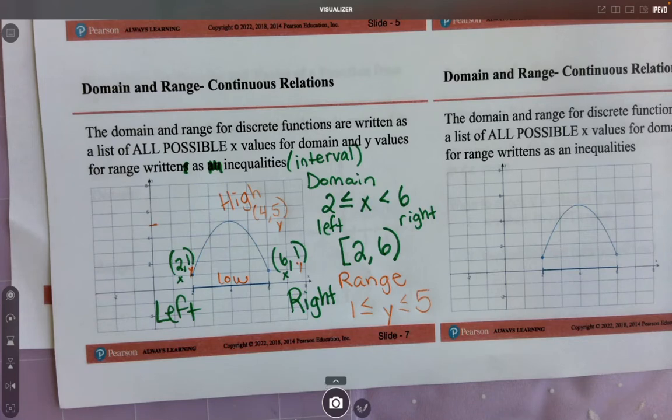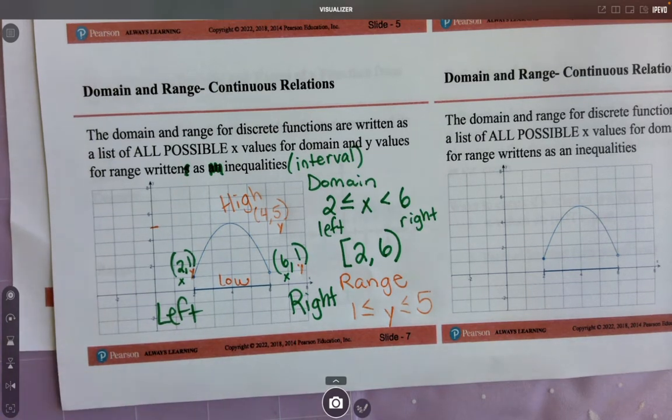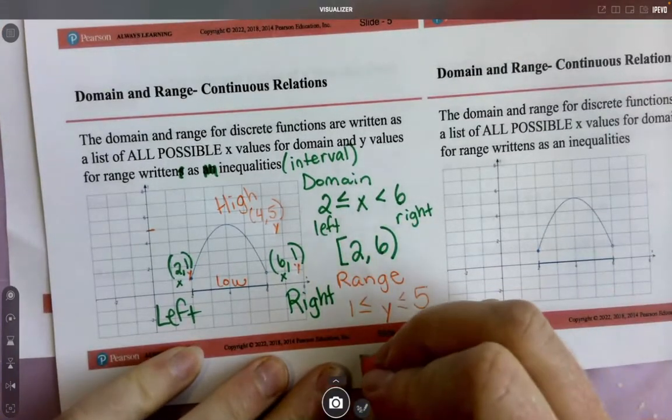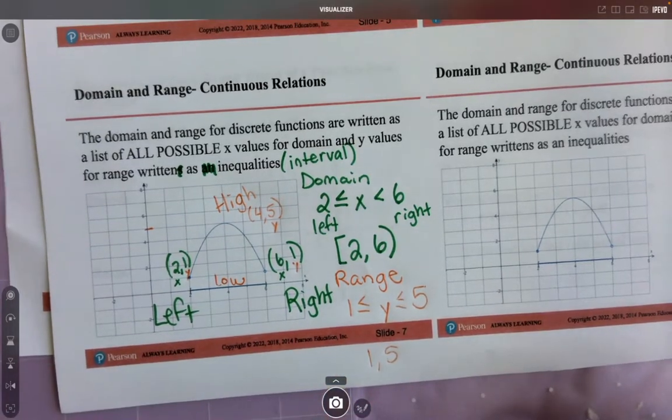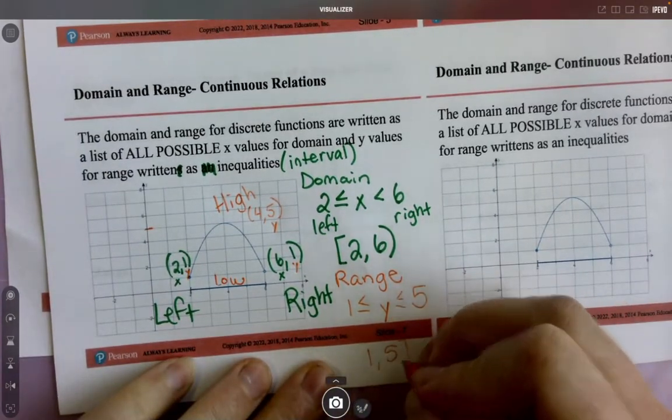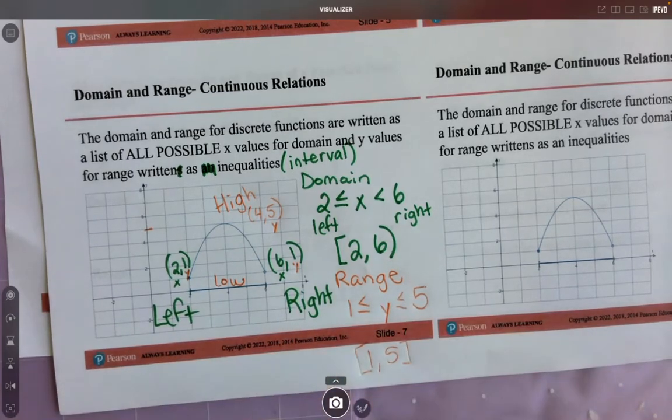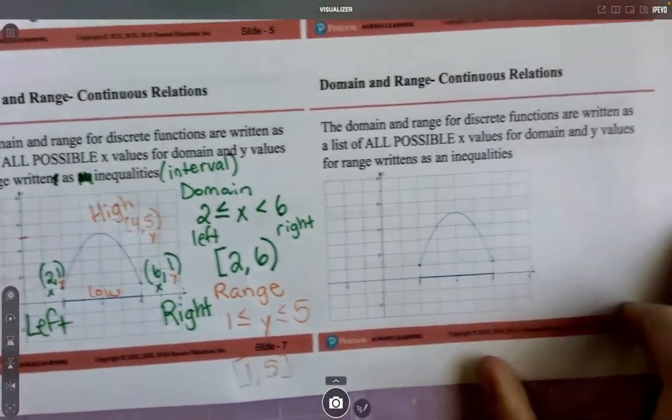Okay, so let's look at something else. So this could also be written as the interval notation of 1 to 5. And since it's included, we are going to put brackets around both of them. Okay, so let's look at the next one.